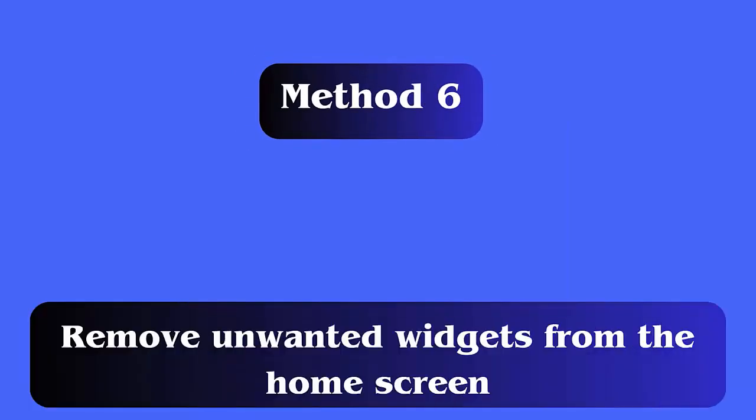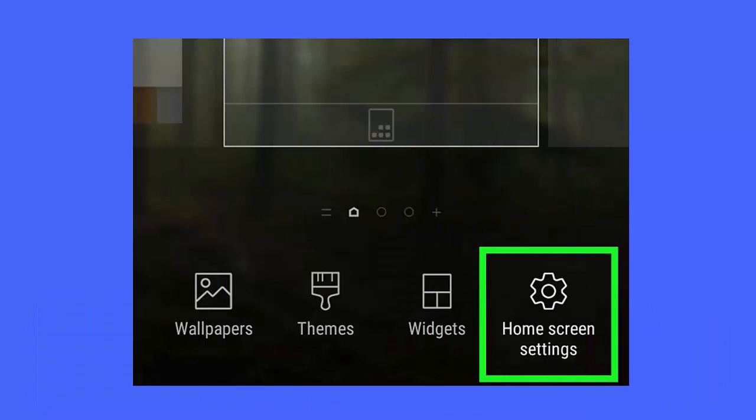Method 6. Remove unwanted widgets from the home screen. Pre-installed apps like weather apps, news app come with widgets, and they are placed on the home screen. The widgets can drain your phone's battery fast. So remove all of them from home screen.